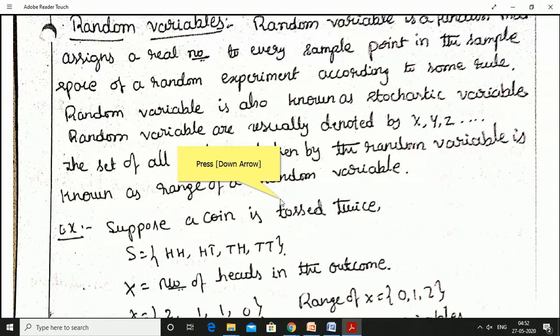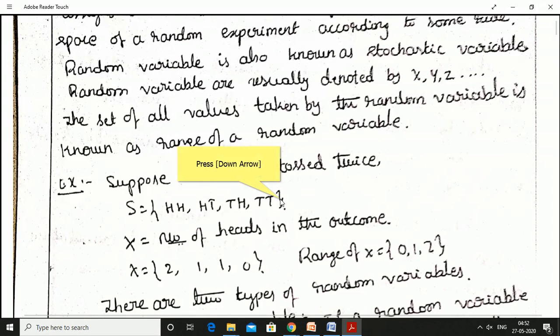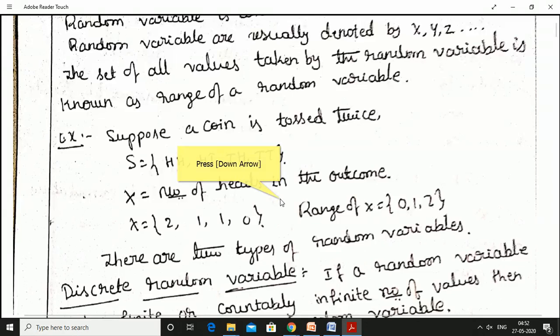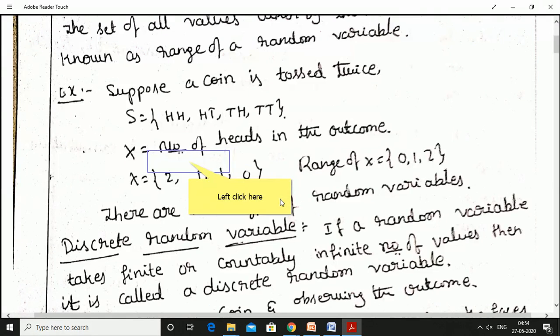For example, when a coin is tossed twice, what are the possible outcomes? The sample space is: in both tosses head may turn up, or in the first toss head and second toss tail, or in the first toss tail and second toss head, or in both tosses tail. These are the possible outcomes when a coin is tossed twice. This is the sample space. And X is the random variable. It is a rule, and that rule is the number of heads in the outcome.